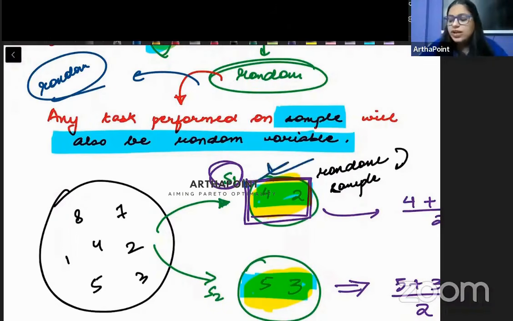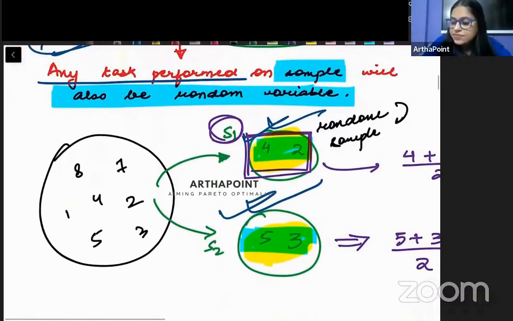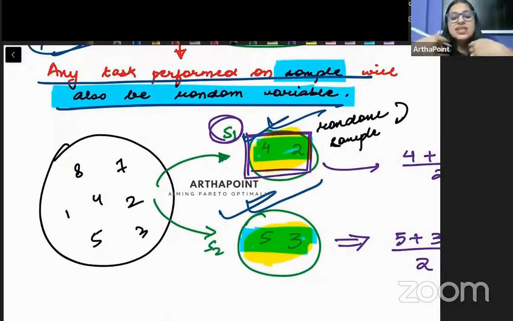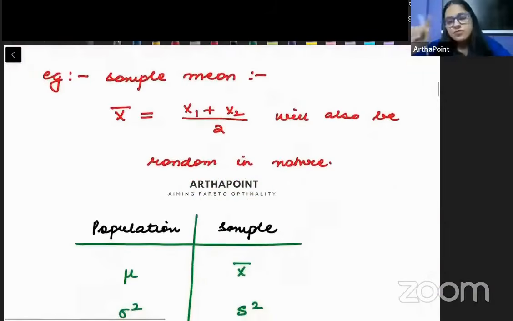जो आपकी वैल्यू आई वो अलग थी, जो मेरी आई वो अलग थी. It was a random nature sample. So if the sample was random in nature, then whatever process will be conducted on that sample will also become random in nature. वो भी random हो जाएगा, right? Okay, so this is what it says. Any task performed on the sample will also be a random variable.